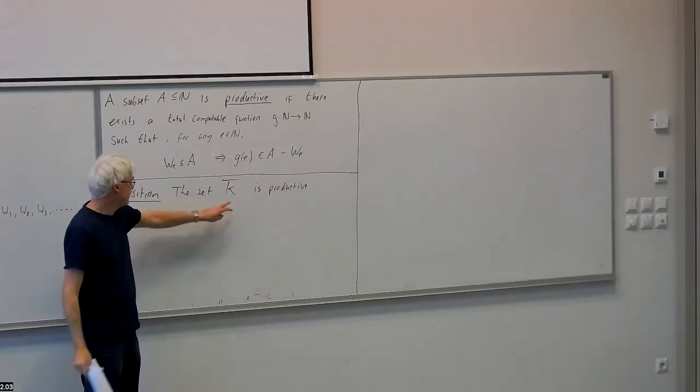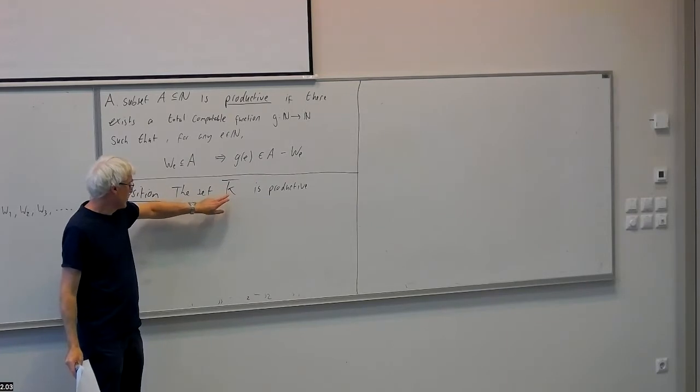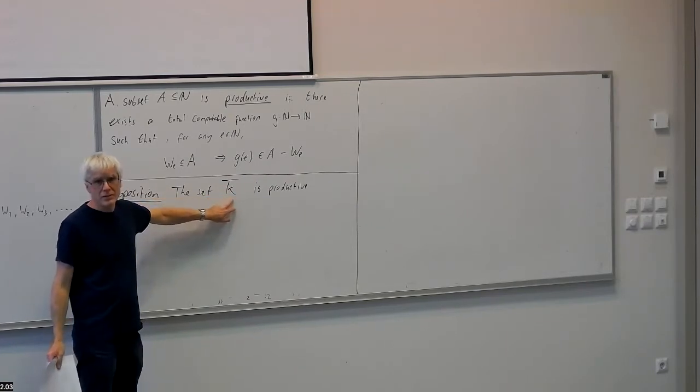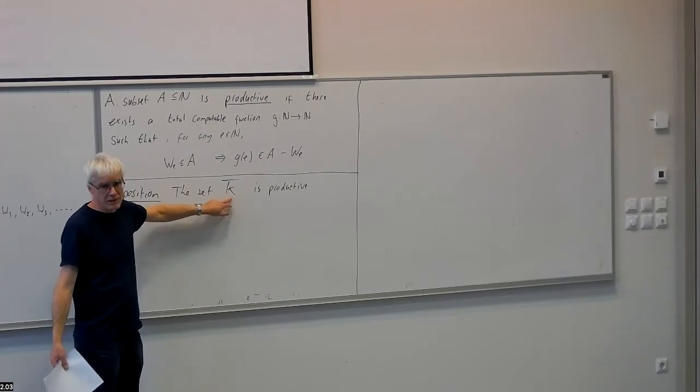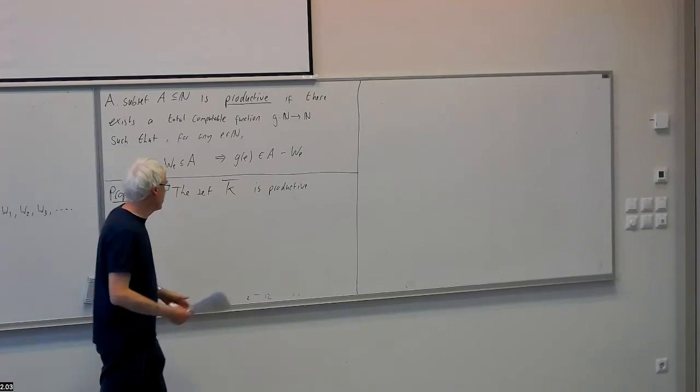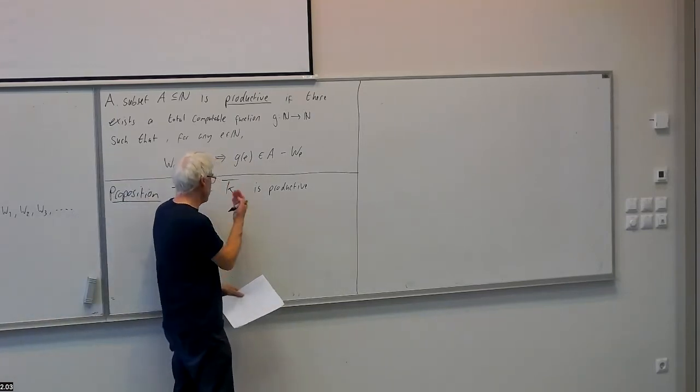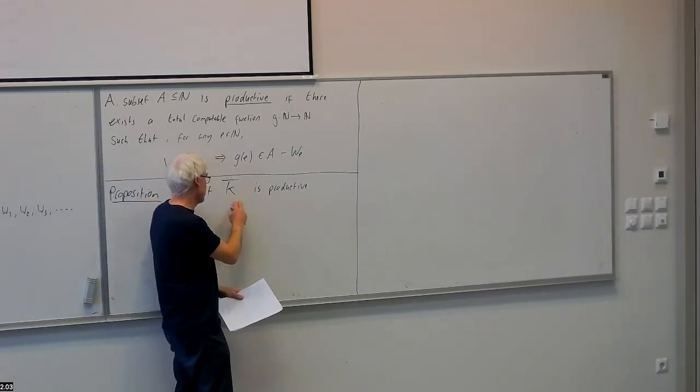So remember, we showed that the halting set K is computably enumerable, but that it's not computable. Because it's not computable, its complement is not computably enumerable, because if it and its complement were both computably enumerable, then it would be computable. So we already know that the complement of K is not computably enumerable.